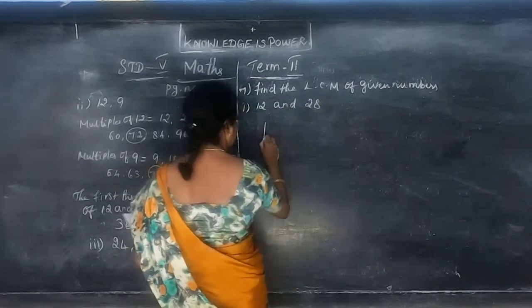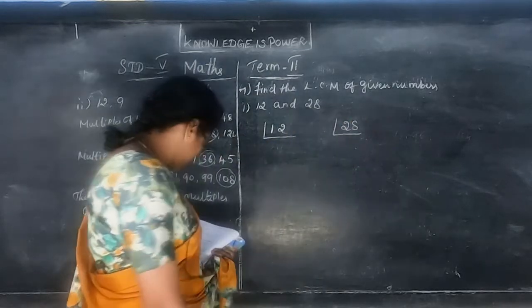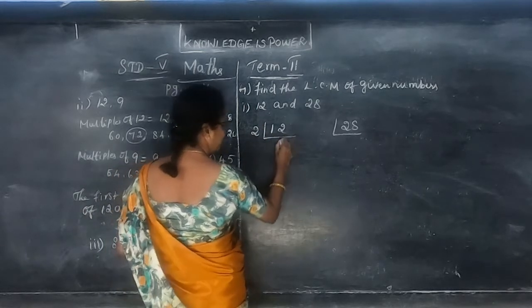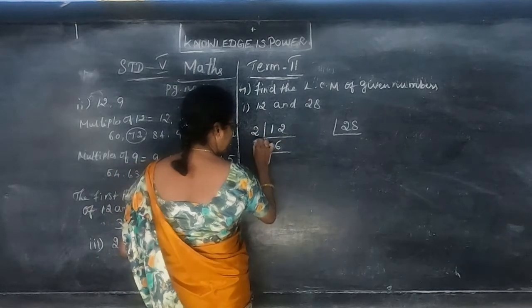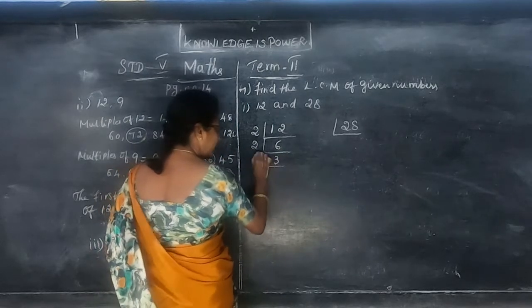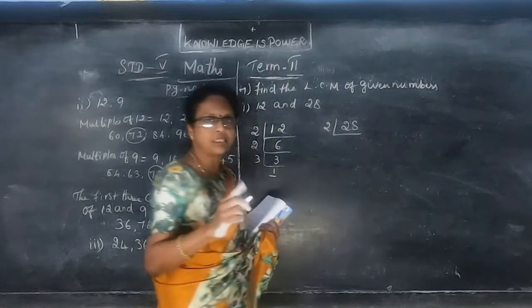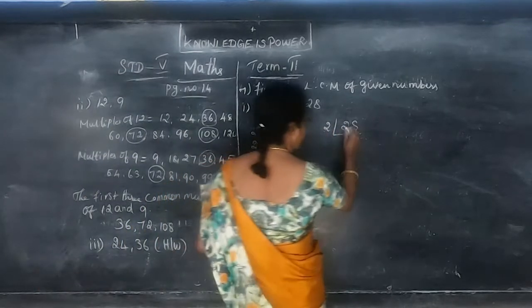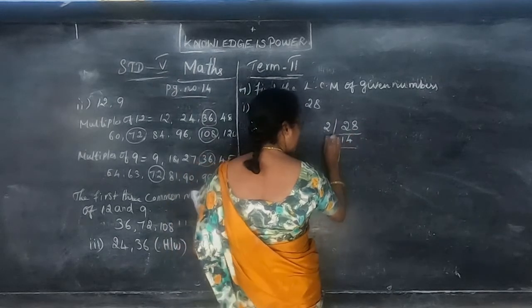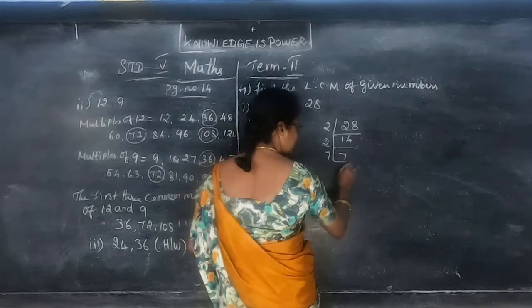So we can put the factors like this. 12 is the biggest number, so we put the LCM like this. 12 goes in the 2 tables: 2 6s are 12, then 6 on the 2 tables, 2 3s are 6, then 3 goes in the 3 tables. Then 28 also: 2 tables, 2 14s are 28, we should not take the 4 tables. Then 14 will go in the 2 tables, 7 times. Then 7 will go in the 7 tables.